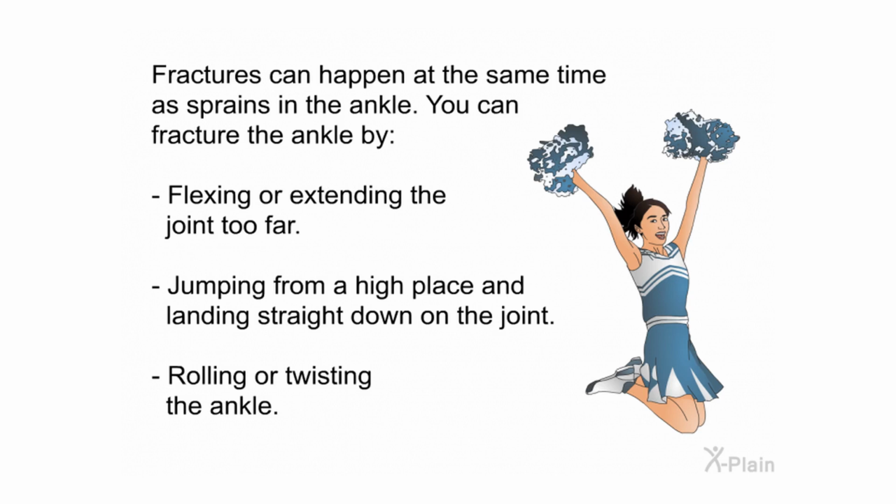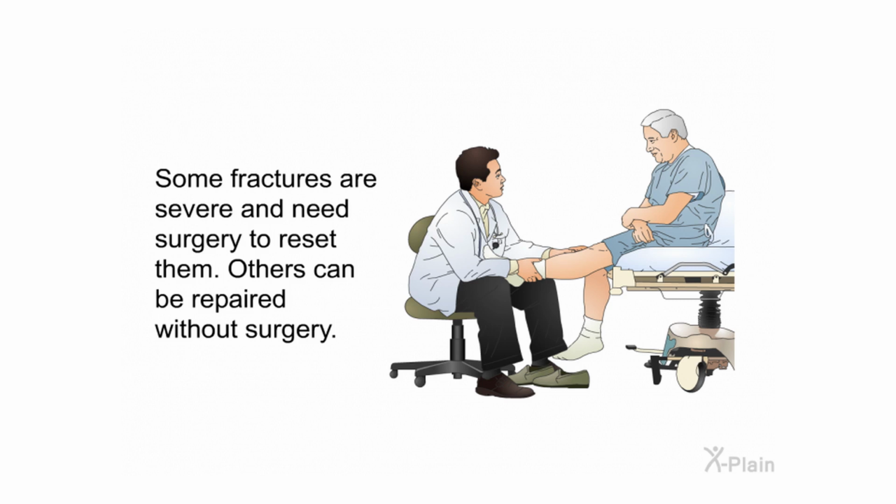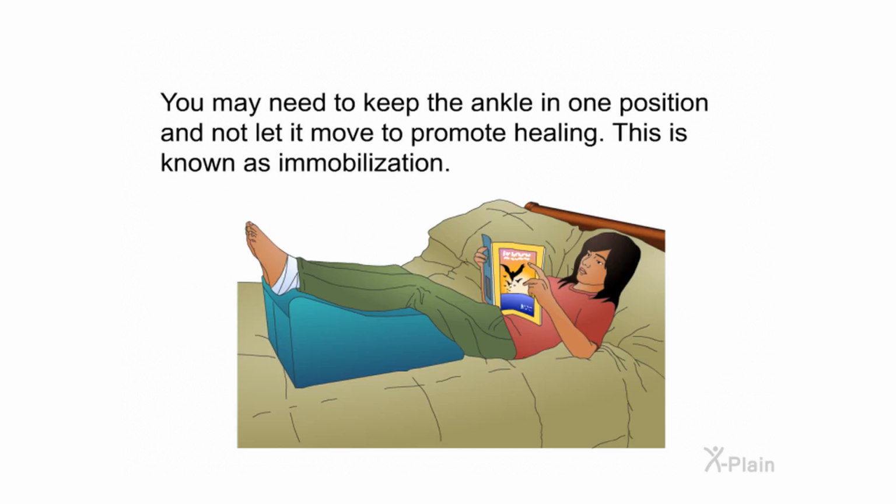You can fracture the ankle by flexing or extending the joint too far, jumping from a high place and landing straight down on the joint, or rolling or twisting the ankle. Some fractures are severe and need surgery to reset them. Others can be repaired without surgery. You may need to keep the ankle in one position and not let it move to promote healing. This is known as immobilization.